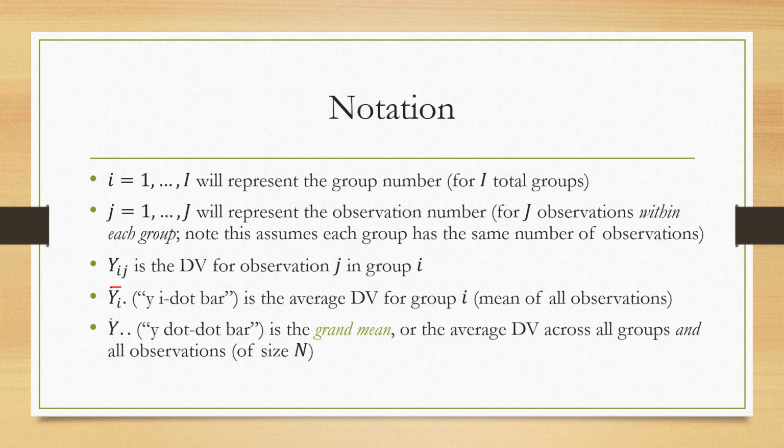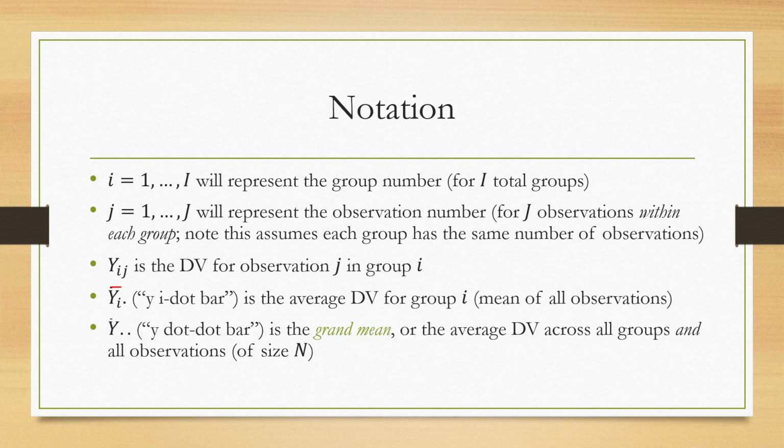Now, the total sample size here is capital I times capital J. That is the total number of people in each group times the total number of groups. Say I have 3 groups, each of which has 30 participants. Capital I would be 3, capital J would be 30, representing the total numbers in each category. Multiplying them together, I would have 90 total participants.